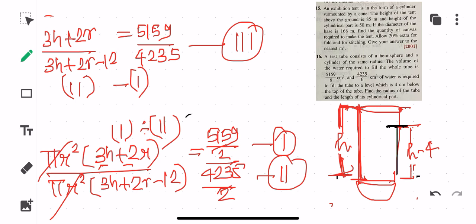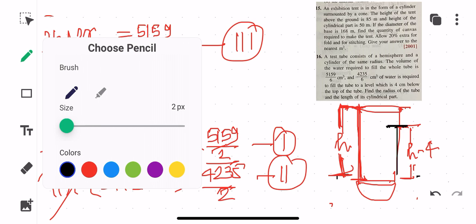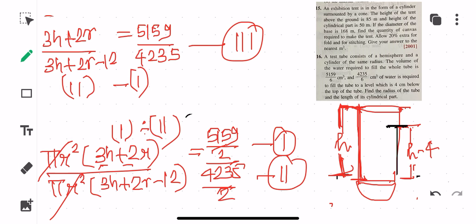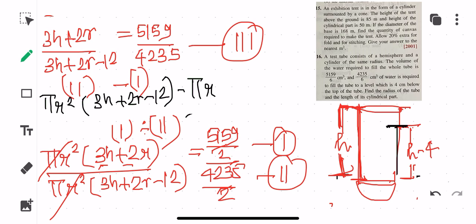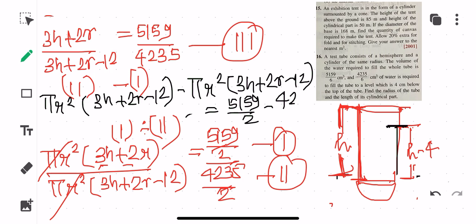So what is the profit out of that? You can just see what my equation 2 is, children. My equation 2 is πr²(3h + 2r − 12), then minus, I'll be doing πr²(3h + 2r − 12), this is the left hand side that I am subtracting. This will be equal to 5159 upon 2 minus 4235 divided by 2. I am just subtracting both the equations.